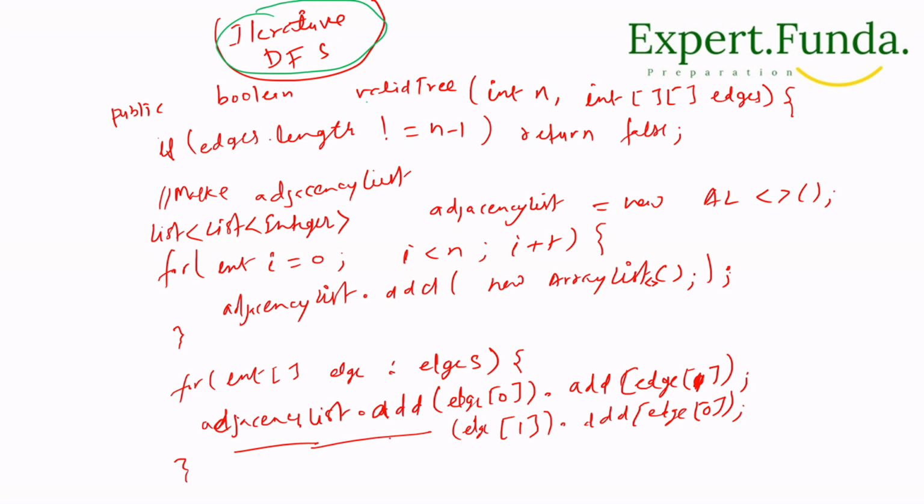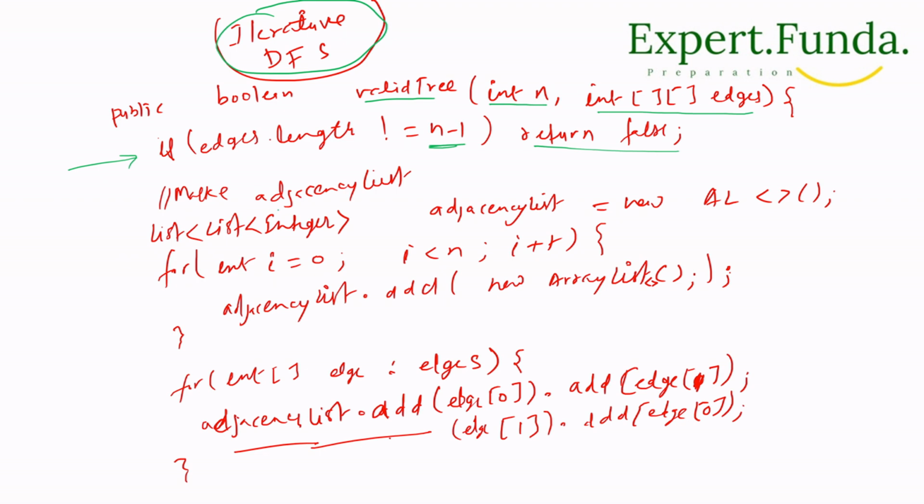We have the method validTree, in which we were passing node n, and then we were passing all its edges. First we have to check whether all the edges are connected or not, so we only have to check if n-1 is there. How many nodes, n-1? If all the nodes are connected, the edge count is equal to n-1. So if edges.length is not equal to n-1, it means not connected, and that's why we are returning false.